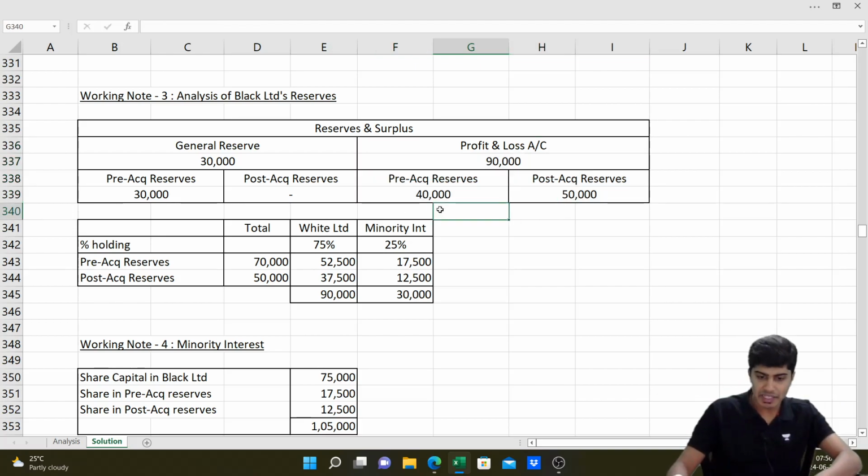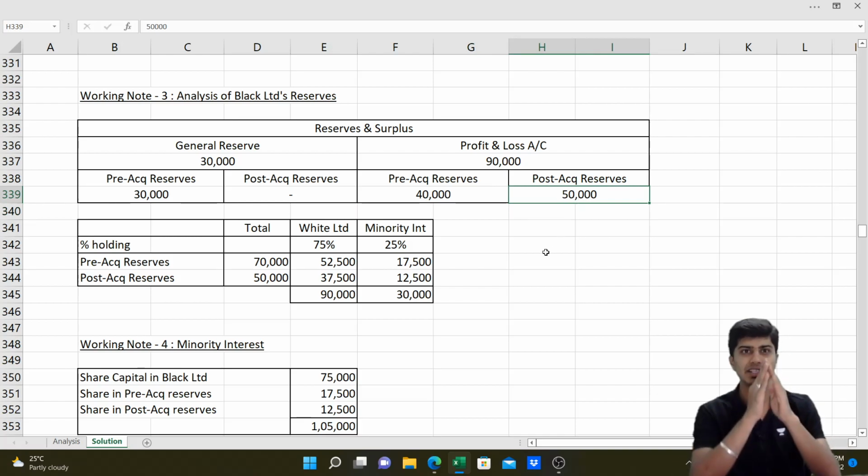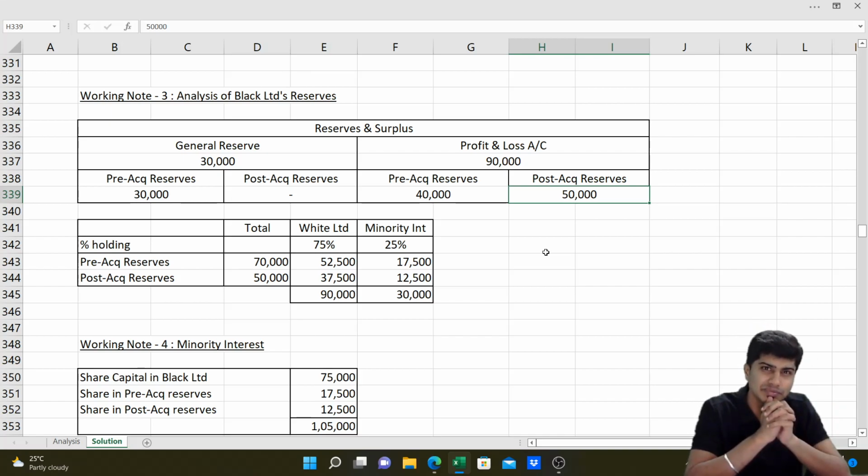So here we'll have minus 10 plus 50. So it's become 40 and here it is 50. You didn't understand? 90,000, is it? It is on the closing date. On the opening date it is minus 10. So during there 1 lakh rupees is earned.